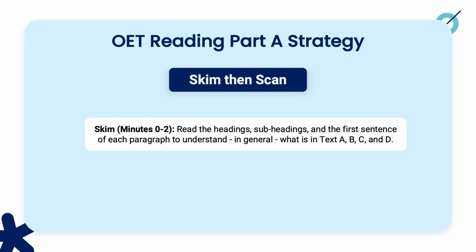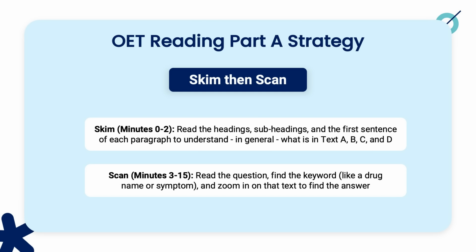Do not try to read every word in detail. For the first 2 minutes, you want to skim. You should read the headings, subheadings, and the first sentence of each paragraph to understand, in general, what is in text A, B, C, and D. Next, you want to scan. You should do this in minutes 3 through 15. Read the question, find the keyword, for example, a drug name or symptom, and zoom in on that text to find the answer. Are you ready to try it?